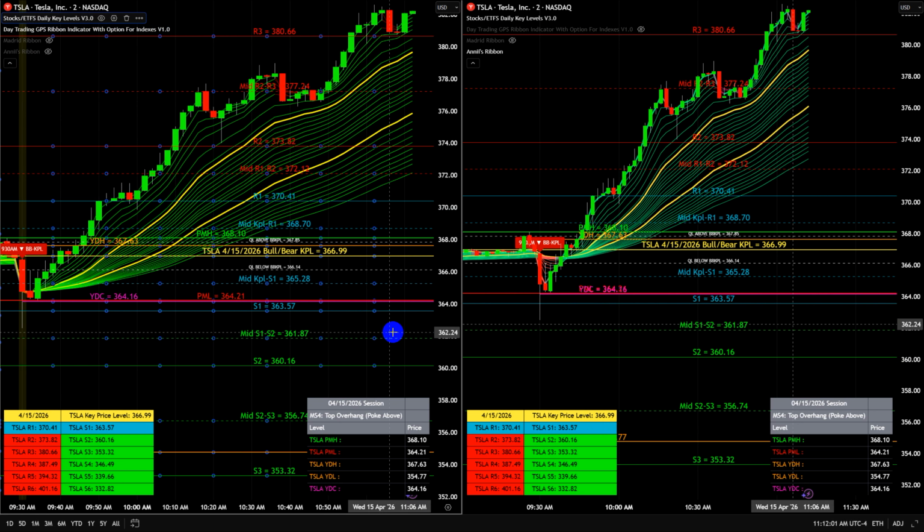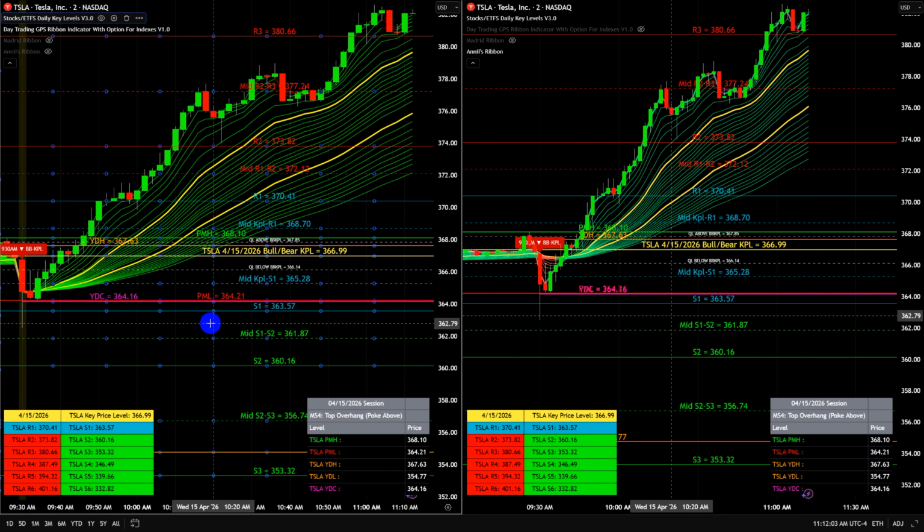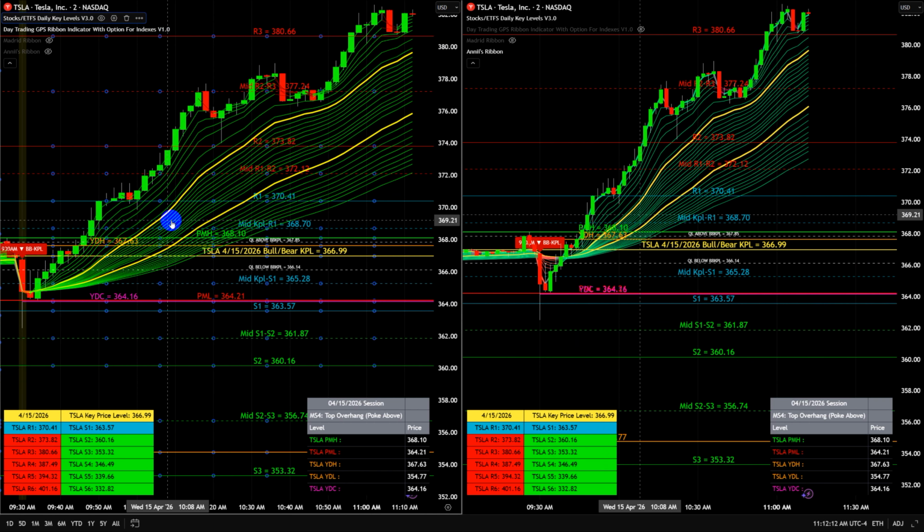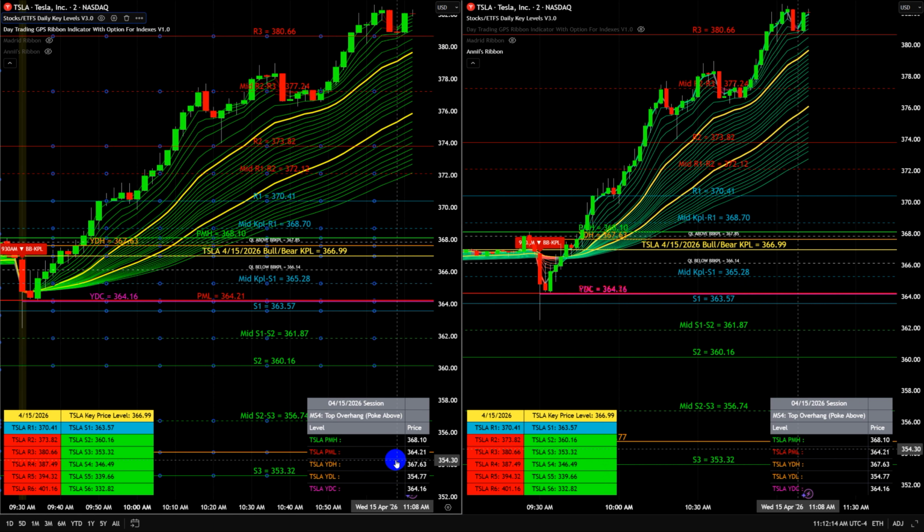So that's another thing to keep in mind when you're using this stocks ETFs daily key levels indicator: if you run into a situation where some of the contextual levels are right on top of each other, you can simply change the offset to separate them. Obviously, you can see what the levels are right here in the table as well, if you happen to have the table turned on.